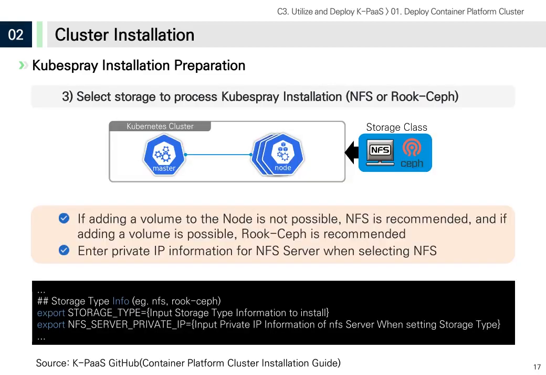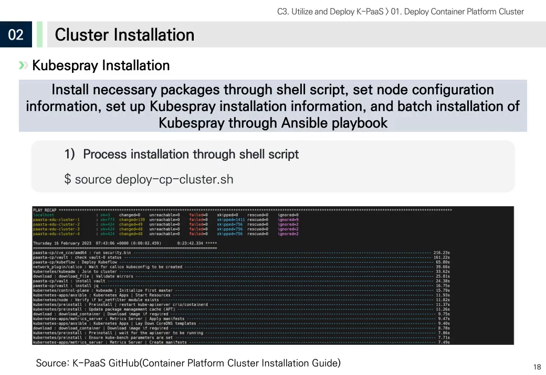After printing out the host name and IP information, the next step is to select the storage where you want to install KubeSpray. As mentioned earlier, Container Platform offers two storage choices, NFS and Rook Ceph. Choose NFS if you can't add volumes to the node. If you can add volumes, we recommend choosing Rook Ceph. And if you choose NFS, you need to enter the private IP of the NFS server. Next, we'll install the necessary packages through the shell script, then set up the node configuration and KubeSpray installation information, and install KubeSpray through Ansible playbook in batches.